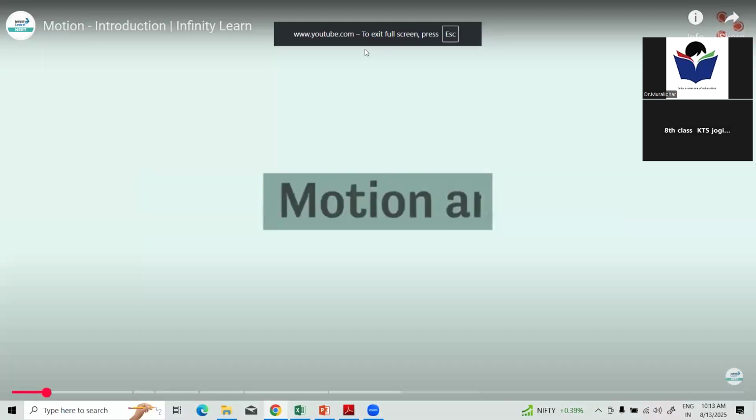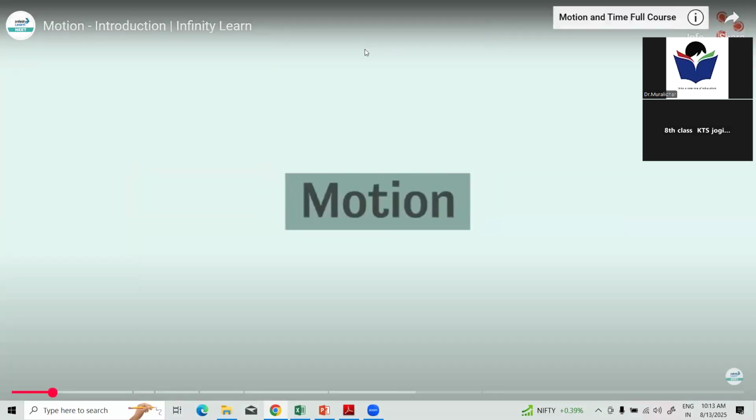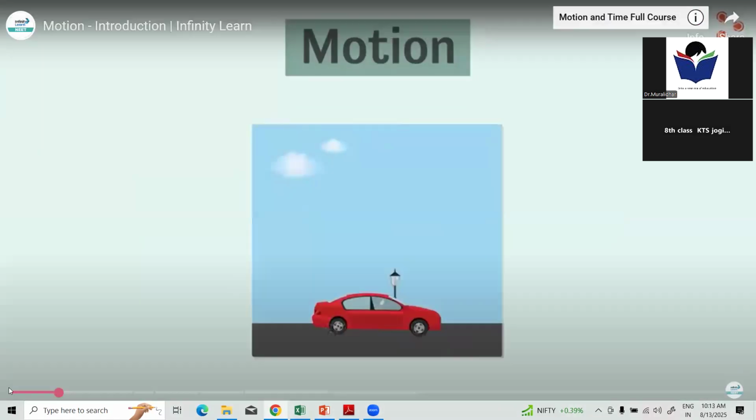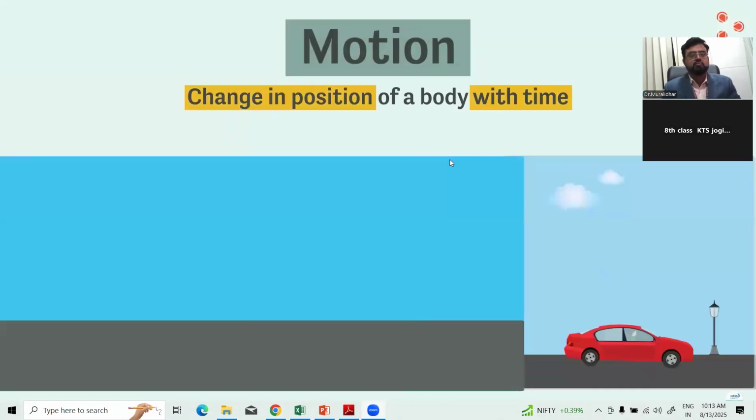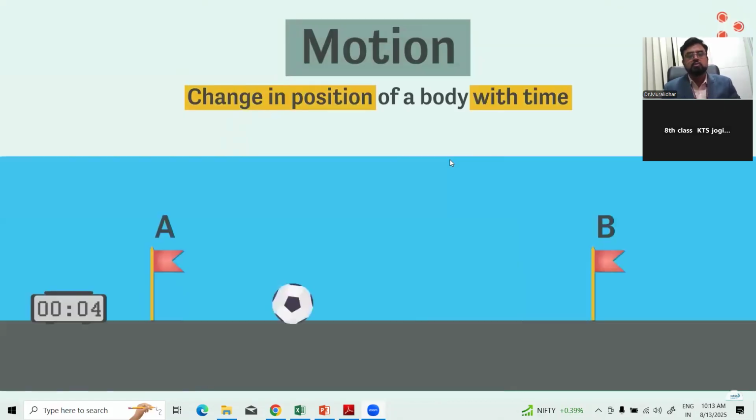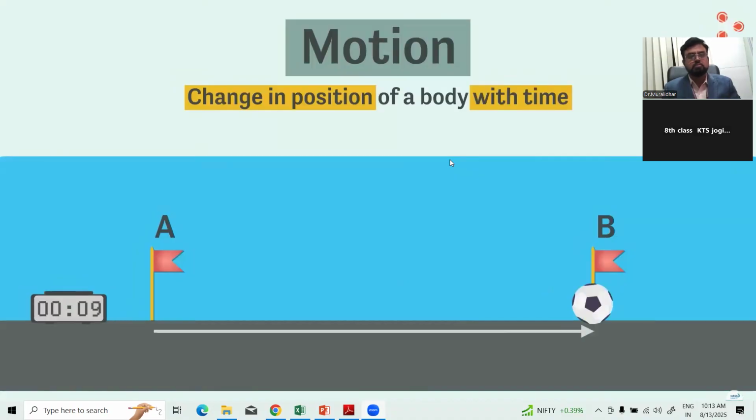Let's start with motion. In simple words, if a body is moving, it's described as motion. That's all. In slightly more technical words, motion is defined as a change in the position of a body with time. Yes, change in the position with time. For example, when an object is moving from point A to point B, it's changing its position with time. We saw that the time is also changing along with the position. So it is undergoing motion.